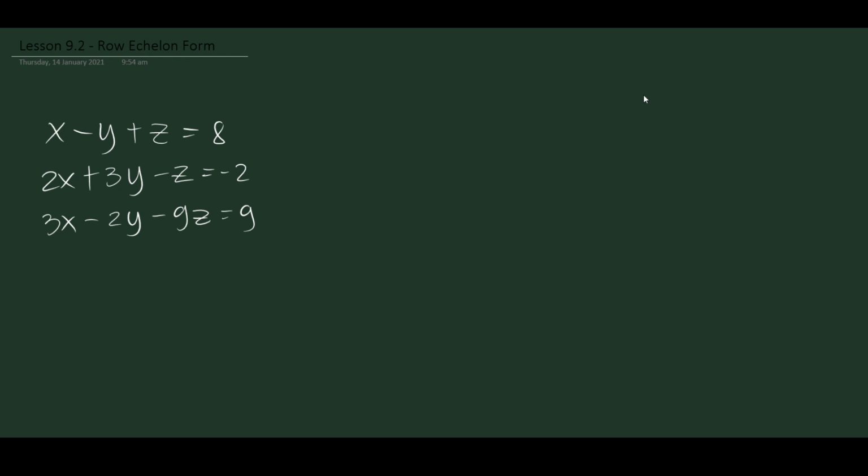The first is to reduce this system of equations into a row echelon form, and then after that you can back substitute and get the values of x, y, and z. Now what is a row echelon form? That is the first question that we need to answer.